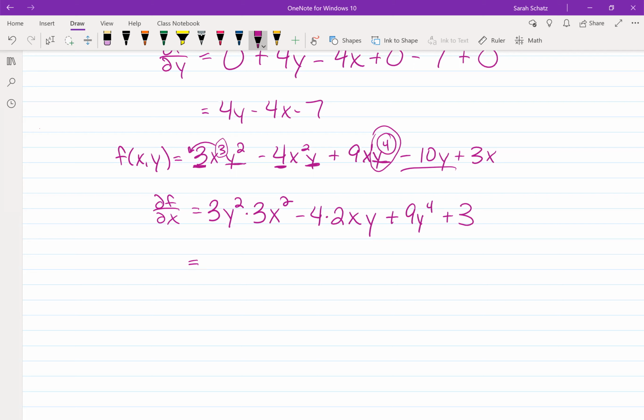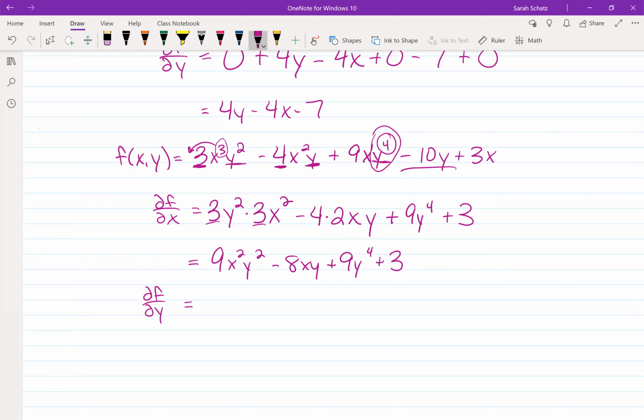So you guys, I would clean this up a little bit, do the 3 times 3 and get 9. And then I would write it as x squared y squared minus 8xy plus 9y to the fourth plus 3x. Let's take the derivative with respect to y.